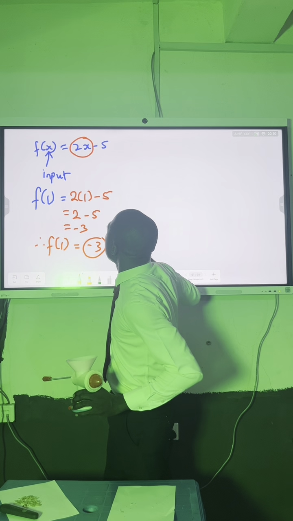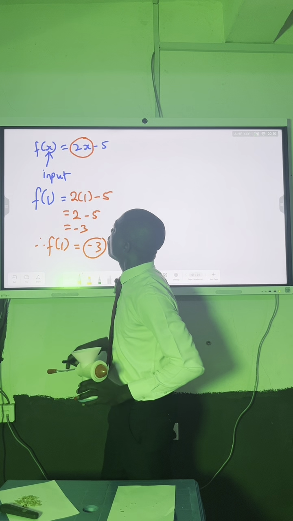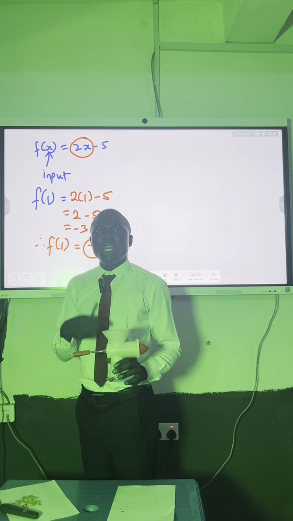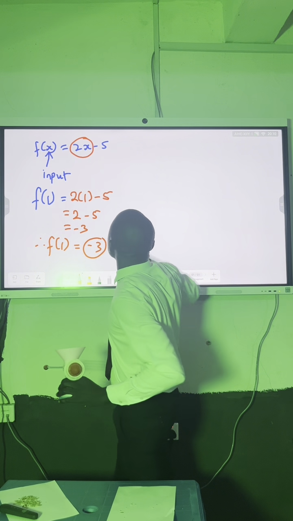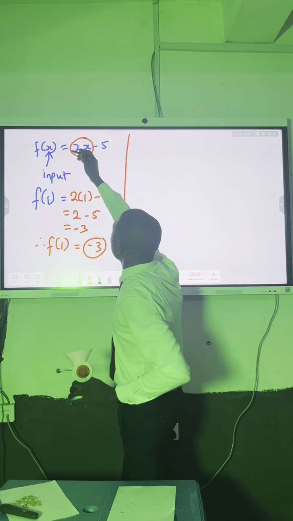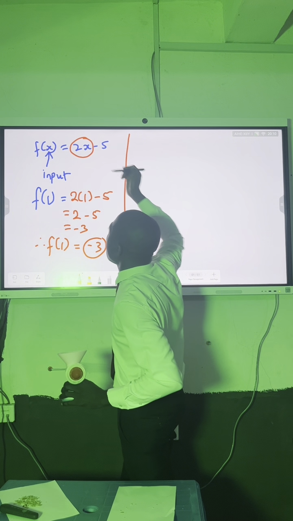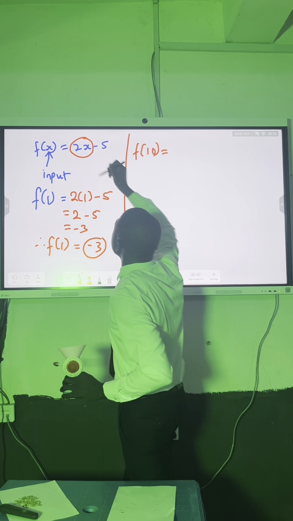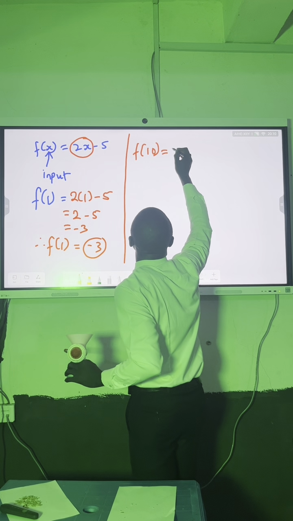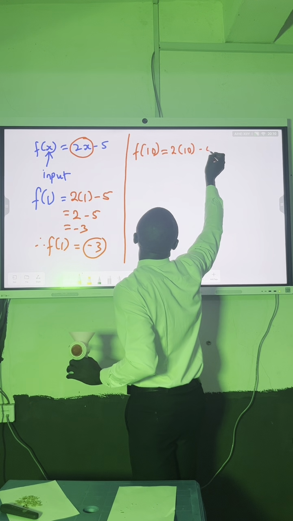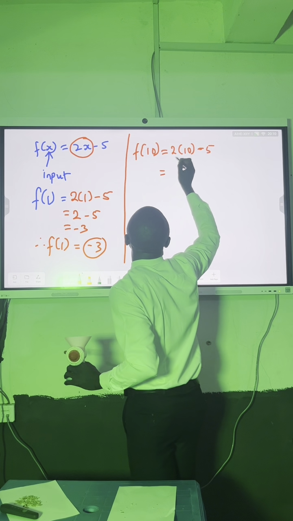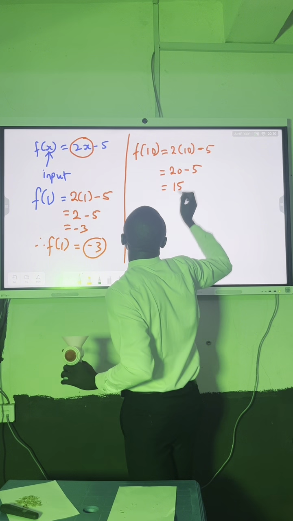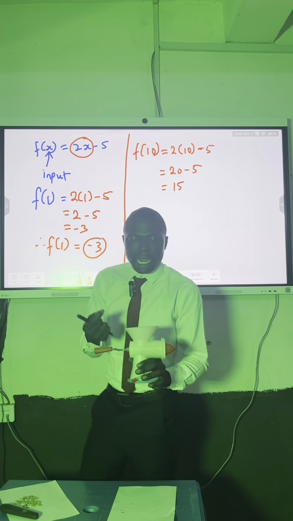Now, if you change the input of this function, it's going to give you another answer. That's what we mean by a unique output. If you change your mind and put another value, let's say 10 here instead, we're going to say f of 10. If you put 10 inside here, it's going to give you 2 multiplied by 10, take away 5. 2 times 10 is 20, take away 5, which will give you 15.